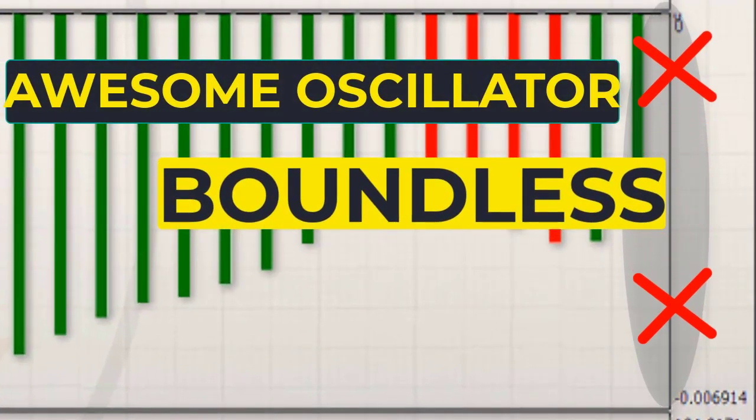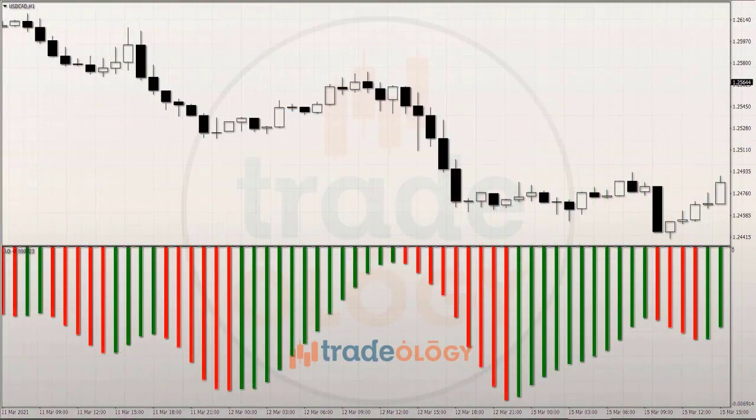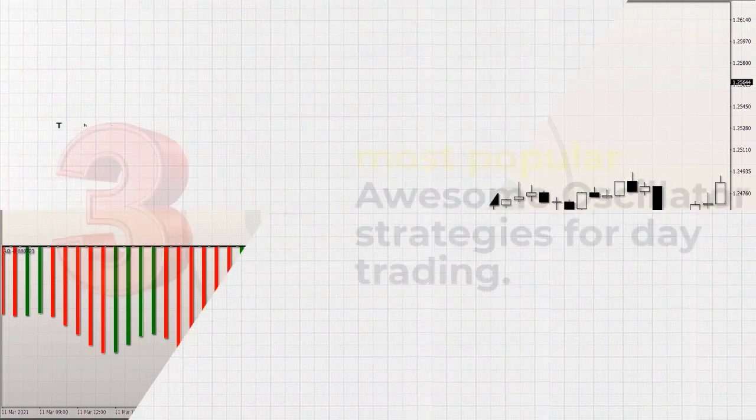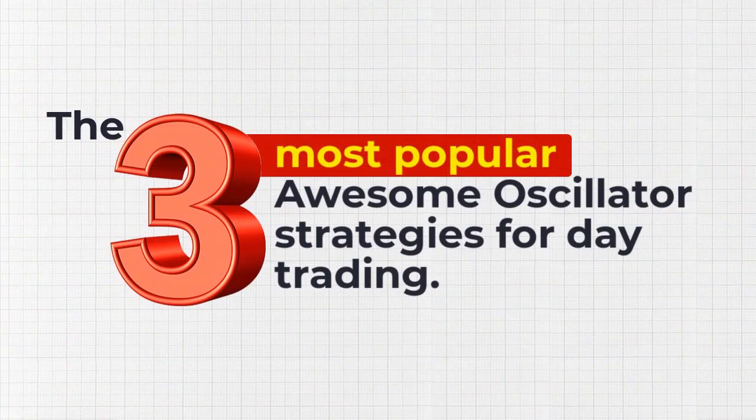It calculates by using two simple moving averages and measures the current market driving forces. It achieves this by comparing the recent market momentum with the overall momentum across a broader time frame. Now, let's delve into three of the most popular strategies for day trading with the Awesome Oscillator.